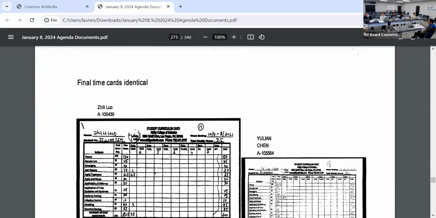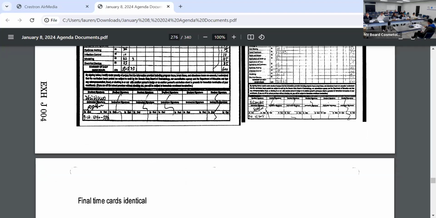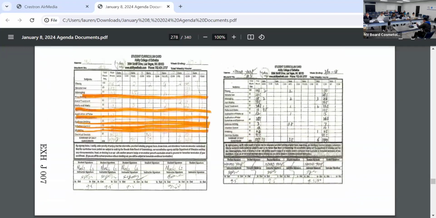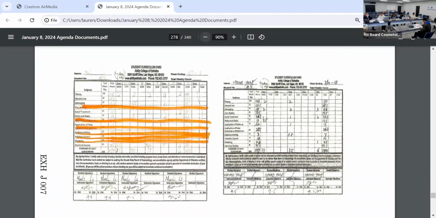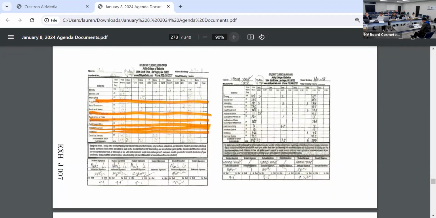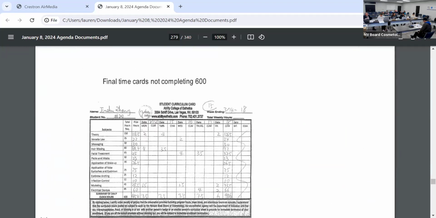Still on exhibit J, I want you to turn to pages 7 and 8. Let me know when you're there. Exhibit J, pages 7 and 8. Okay, we're on 8. We see final time cards not completing 600 hours. But we also don't see your signature on any of these time cards, is that correct? Correct. Do you have an explanation as to why? No.